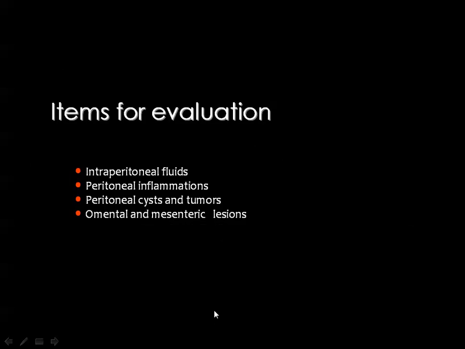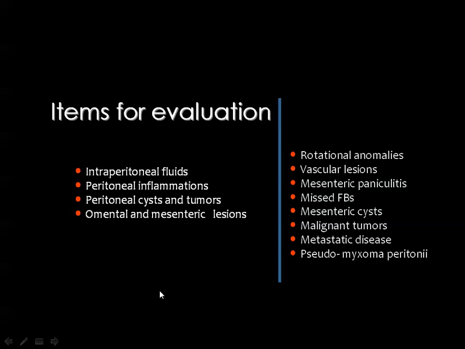Then what are the items that will be evaluated in this lecture? We are going to evaluate intraperitoneal fluids, peritoneal inflammations, peritoneal cysts and tumors. Then in the second part of my talk we will cover the issue of omental and mesenteric lesions, and these will include the rotational anomalies, vascular lesions, mesenteric panniculitis, missed foreign bodies, mesenteric cysts, malignant tumors, metastatic disease, and finally the issue of pseudomyxoma peritonei.